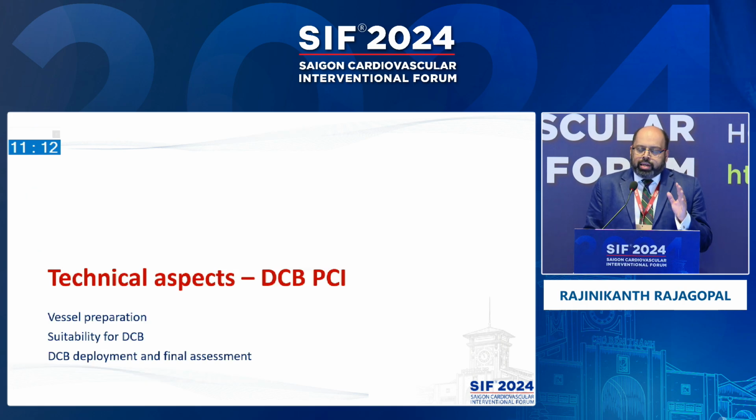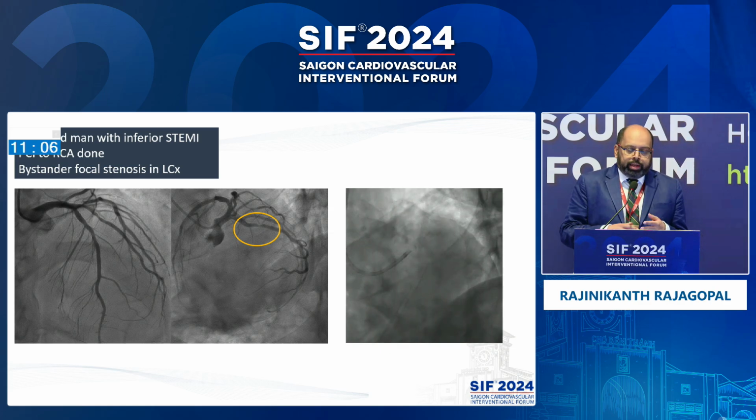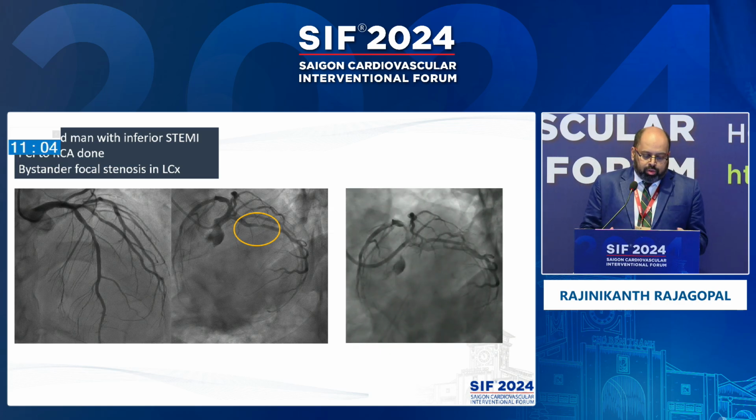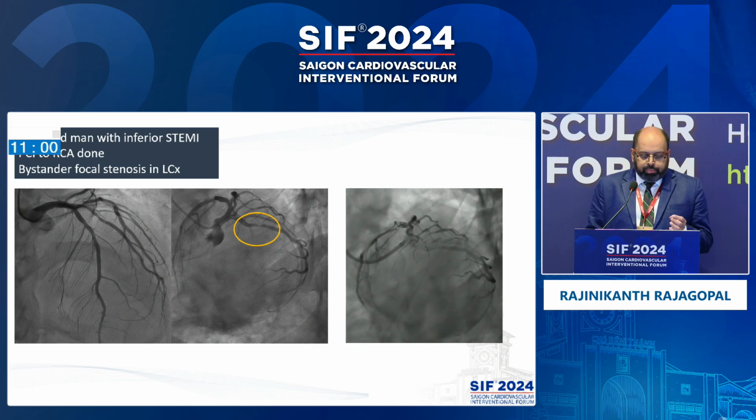So we look at the technical aspects, how to do a DCB PCI. We'll just use a very simple case to understand this, at least the way I do it and a lot of us do it. This is a gentleman with a focal stenosis in a circumflex.